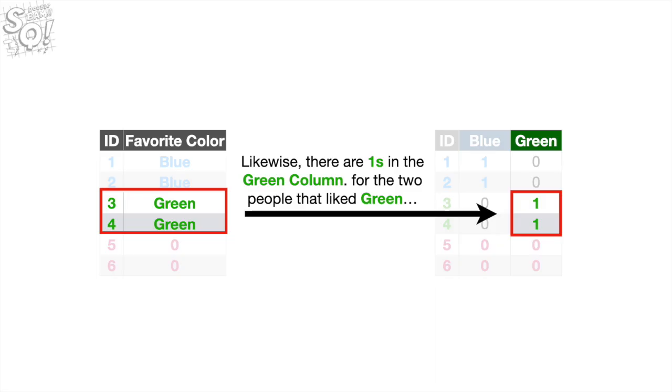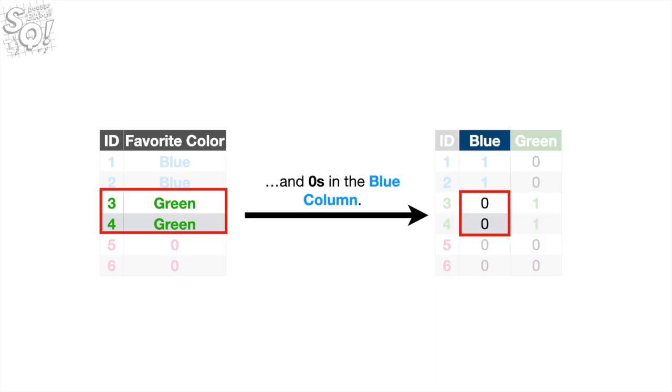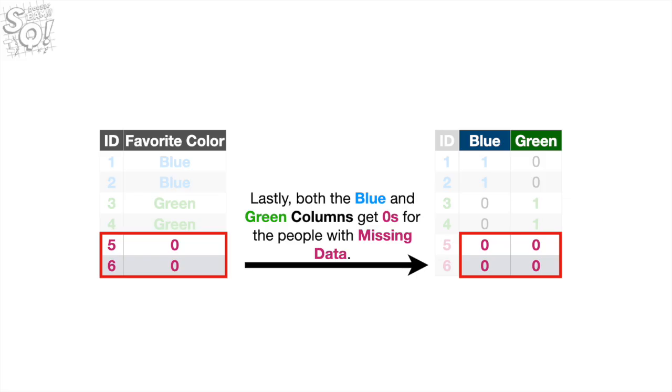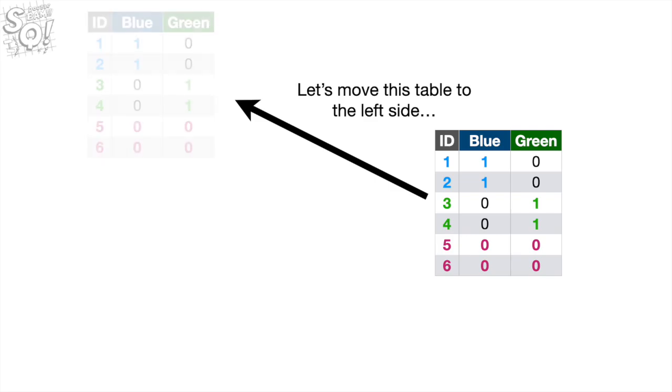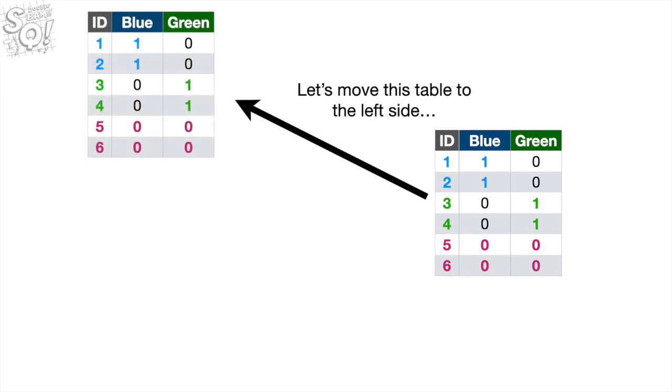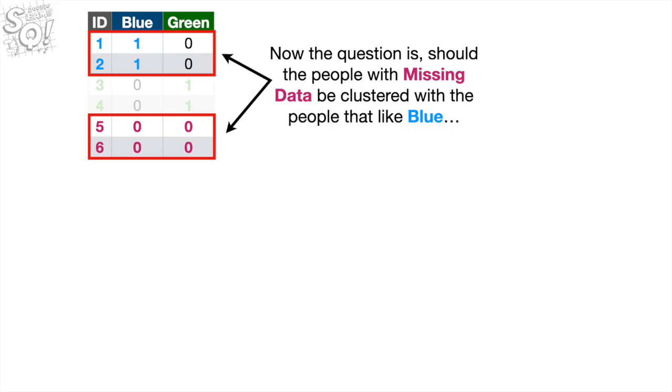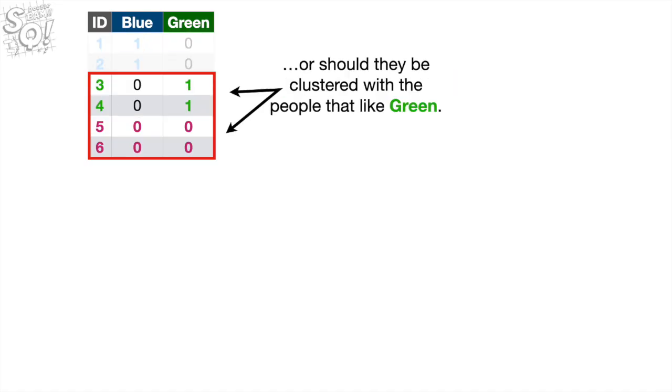Likewise, there are 1s in the green column for the 2 people that liked green, and 0s in the blue column because those people did not like blue. Lastly, both the blue and green columns get 0s for the people with missing data. Let's move this table to the left side. Now the question is, should the people with missing data be clustered with the people that like blue? Or should they be clustered with the people that like green?